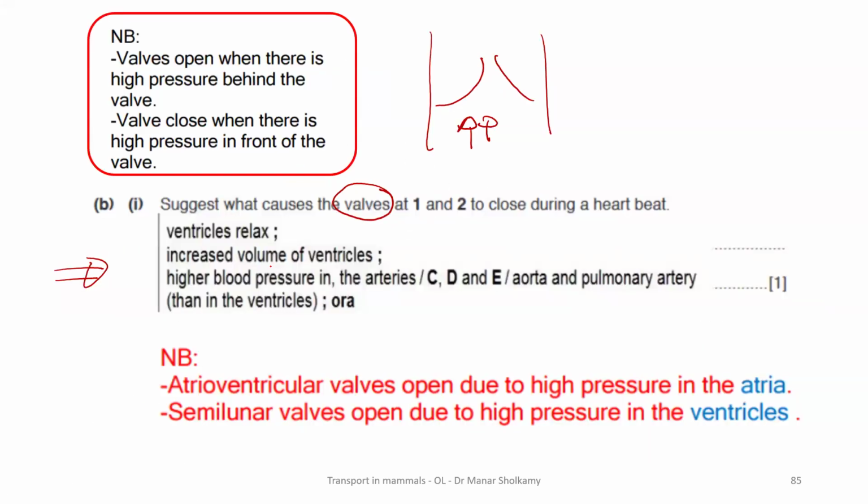Ventricles relax and the volume of the ventricles increases, so there is higher blood pressure in the arteries, the aorta or the pulmonary arteries, than in the ventricles. That's why the valve is going to close. You have to look at the picture. But the idea is, when the pressure is high behind the valve, it will open, and the valve will close when the pressure is in front of it.